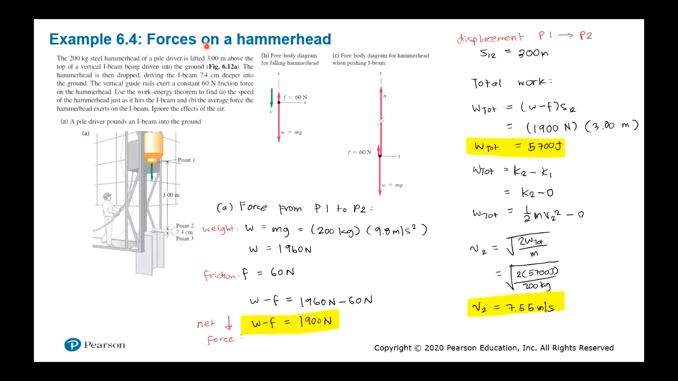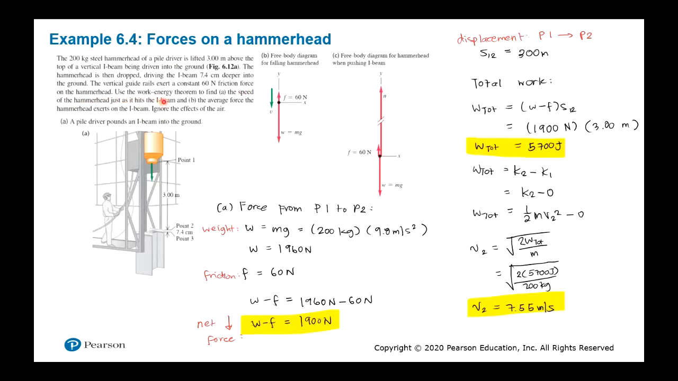Okay, next example is forces on a hammerhead. The 200 kilogram steel hammerhead of a pile driver is lifted 3 meters above the top of a vertical I-beam being driven into the ground. The hammerhead is then dropped, driving the I-beam 7.4 centimeters deeper into the ground. The vertical guide rails exert a constant 60 newton friction force on the hammerhead.